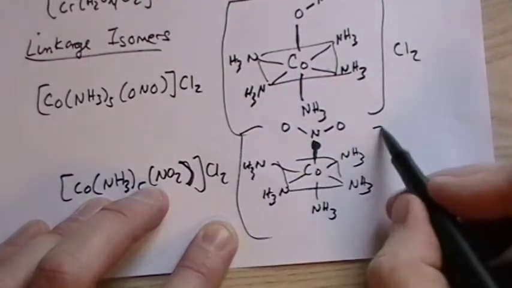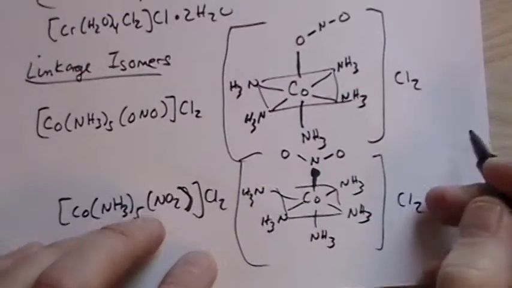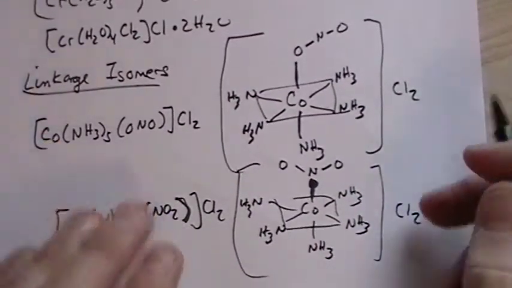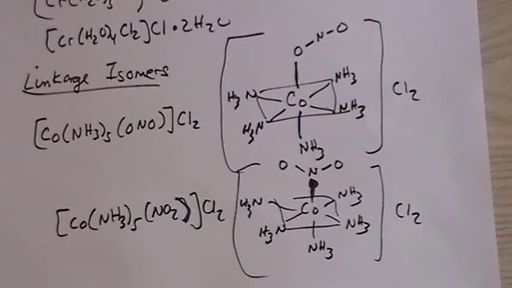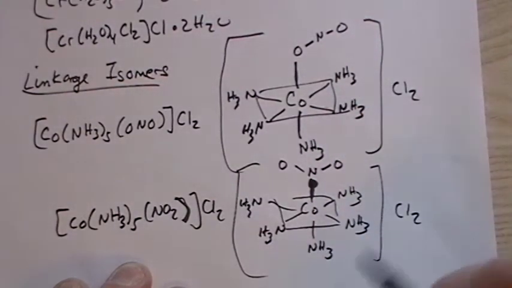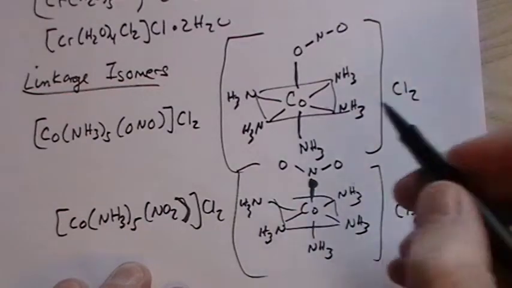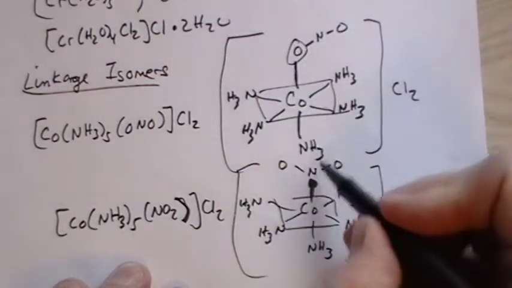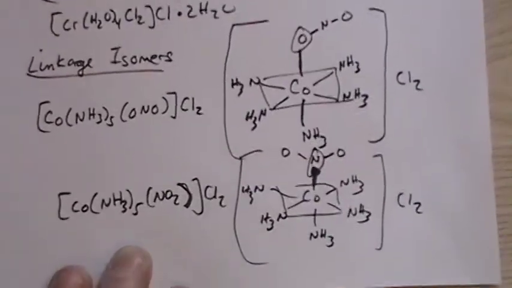to the cobalt. You say, well, is there really that much of a difference? Not really, actually. They're only slightly different from each other. So it's very subtle, but there is a chemical difference. Since that's the case, we have to note that we are attaching this one with oxygen, this one with nitrogen. So that's a linkage isomer.